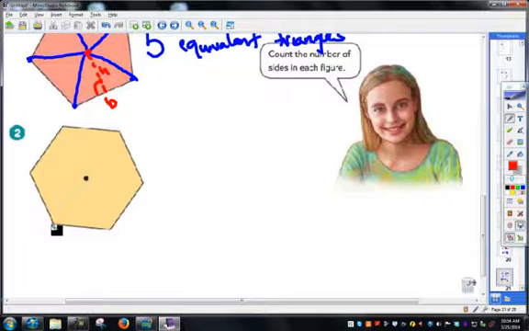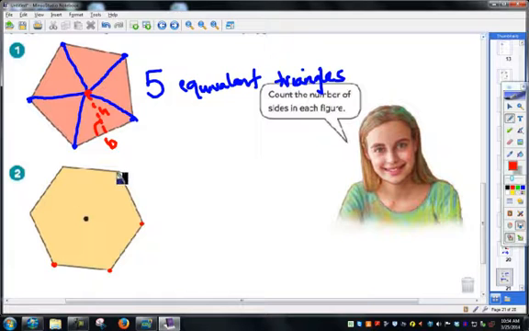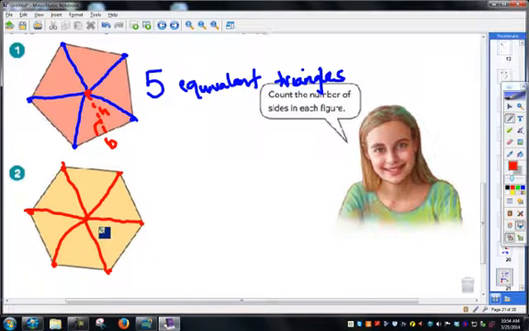This one, same deal. Here's your vertices, 1, 2, 3, 4, 5, and 6. So I know it's got 6 sides, so therefore I know that it's going to have 6 equivalent triangles. Not perfect, but you get the picture. And again, I'm going to find the area of one of those, and then I'm going to multiply it by 6 because that's how many there are.